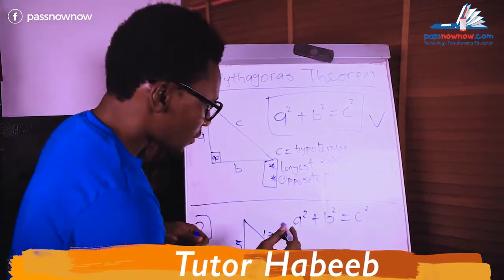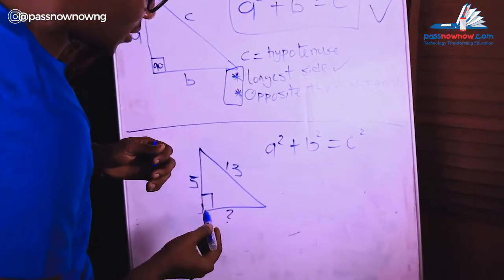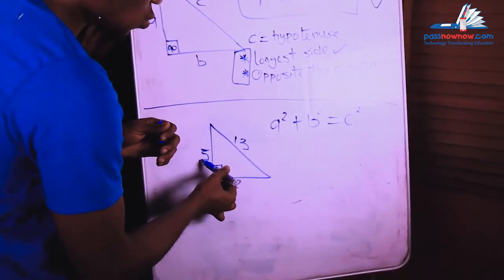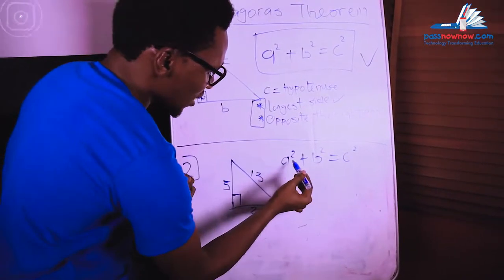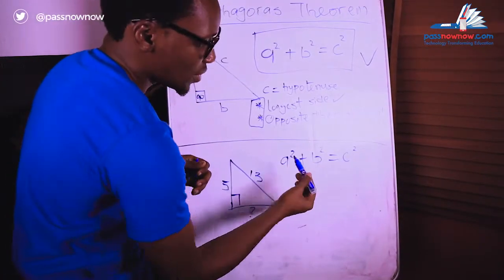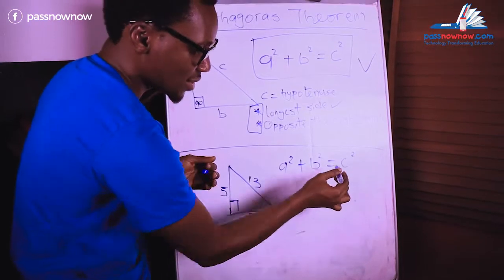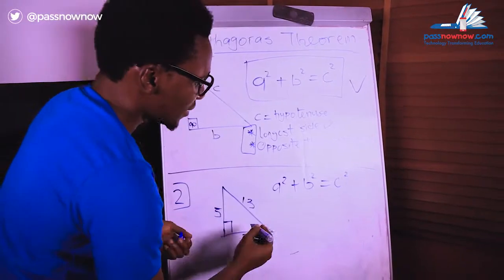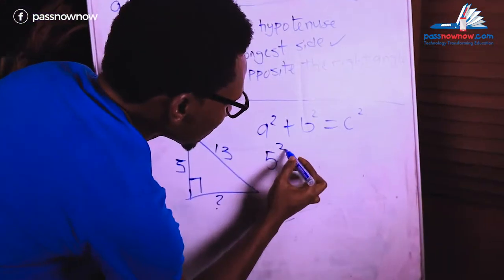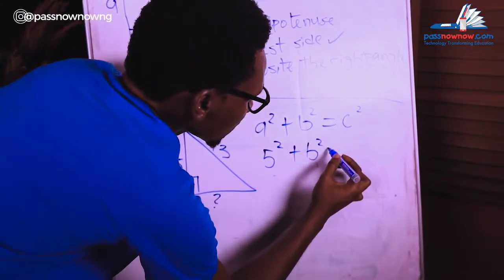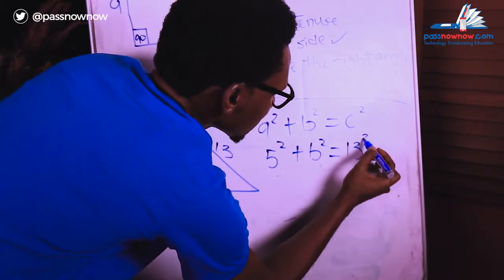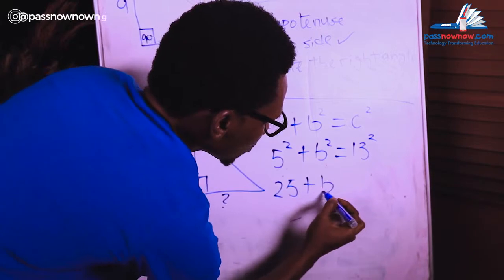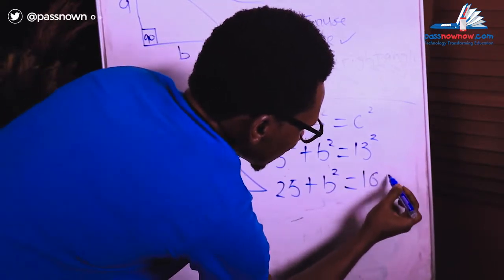Alright, now let's go. When you have your hypotenuse, you have a side. All you have to do is just use that side as one of the values you have. You can pick your 5 as your A, or pick it as your B, as long as you know your hypotenuse is your C. That's the only important part. So now I pick 5 as my A. So you have 5 square plus B square equals 13 square. You have 5 square, that gives you 25, plus B square equals 169.